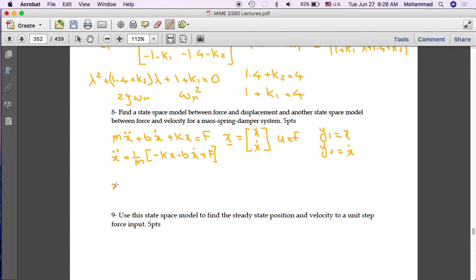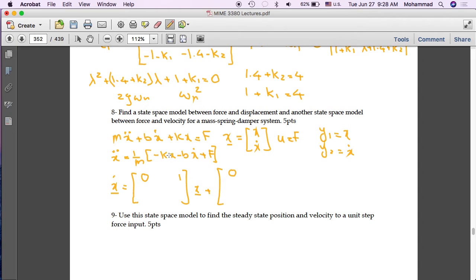So x dot, as the vector, is now equal to 0, 1 times x. Basically, we are saying the first member of x, when it's differentiated, becomes x dot, which is equal to its second member. So 0, 1 says that. And there is no force in that equation, so 0 here.